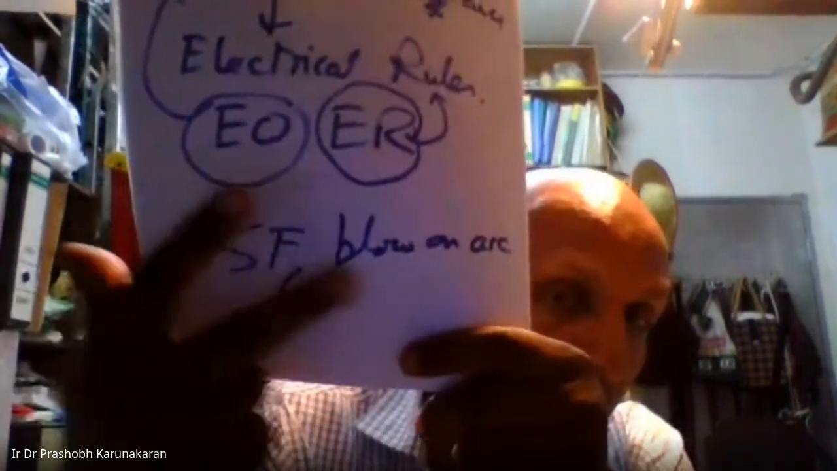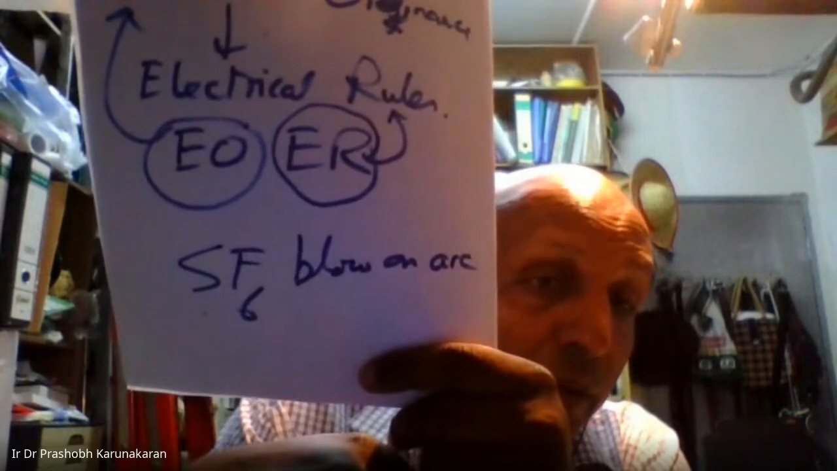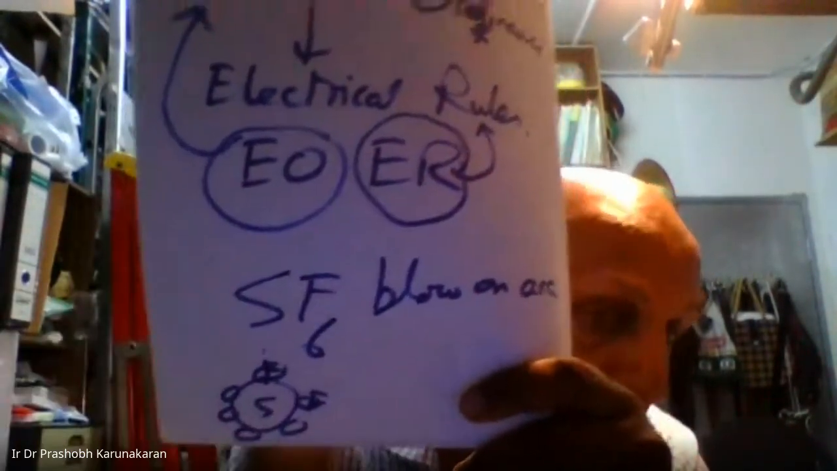To blow on the arc, use SF6 gas. Sulfur with 6 fluorine around it is the most common gas they use nowadays, because they found out it's much more stable than oil. The problem with oil is that the blowing can ionize it. And when you have ionized oil, remember any ions, plastic or metal or air, as long as it is ion, is a conductor.